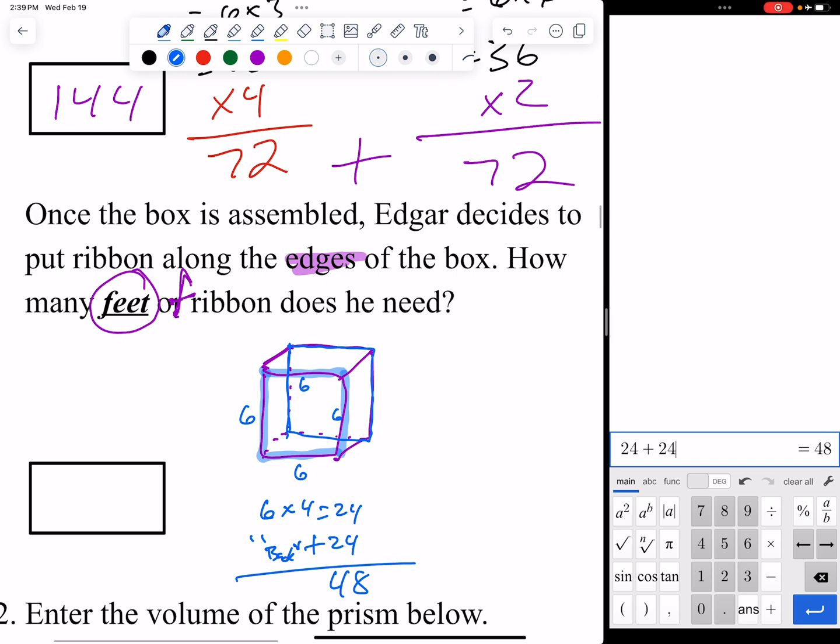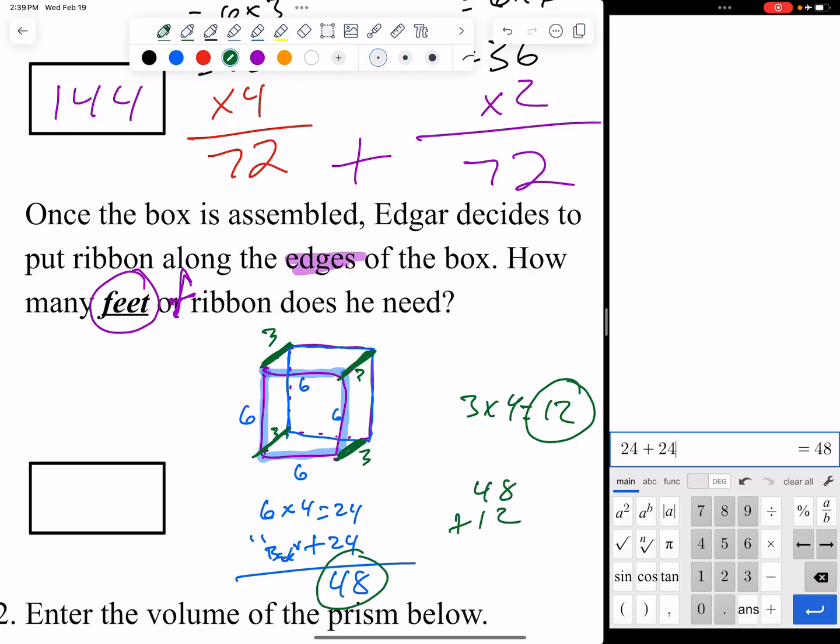What other edges am I missing? Well, now I have to do that edge, that edge, that edge, and that edge. So this is where I have 3, 3, 3, and 3. So if I have 3 times 4, that gives me 12. So if I have 12, I can now combine these two and say 48 plus 12, and I get 60. Let me confirm that. 48 plus 12, 60.